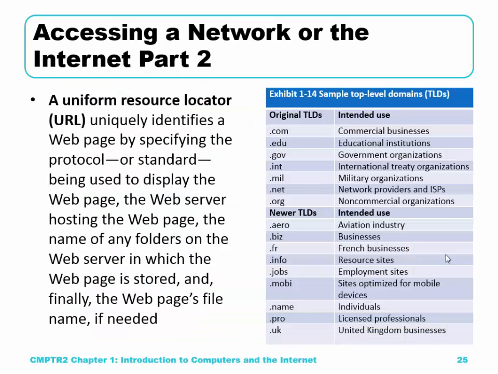Okay, so accessing a network over the internet. To request a web page and other resources located on the internet, an internet address, which is a unique numeric or text-based address, is used. The most common types of internet addresses are IP addresses and domain names, which identify your computer, your URL, which identifies the web page, and an email address, which identifies the person.